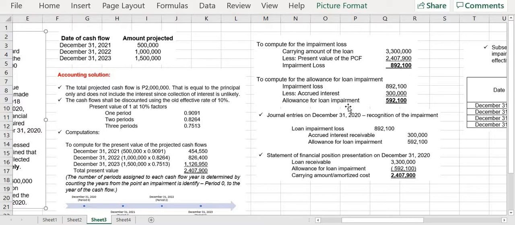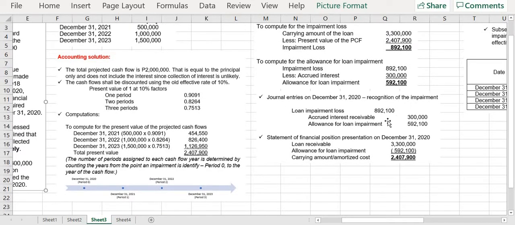Okay? Now, to get naman the allowance for loan impairment, of course, that's impairment loss, ito, nakuha natin, minus, remember na may accrued interest tayo na 300,000. So, yung accrued interest natin na 300,000, i-deduct natin sa impairment loss. Then, we get the allowance for loan impairment na 592,100. Ayan. Now, gawa tayo ng entry.